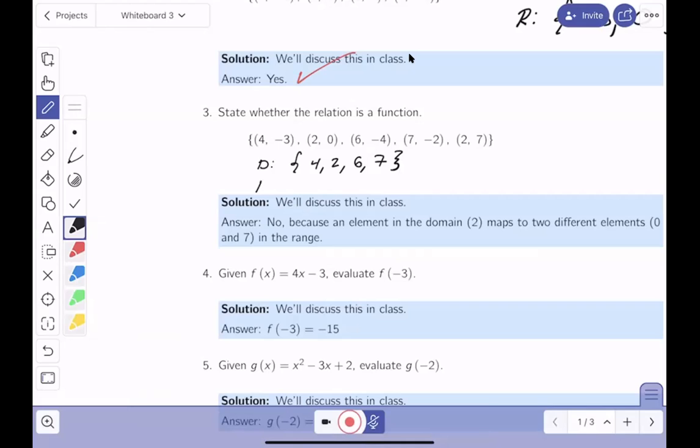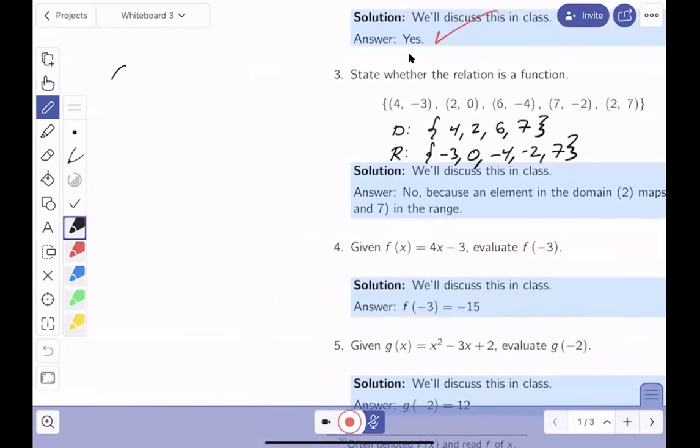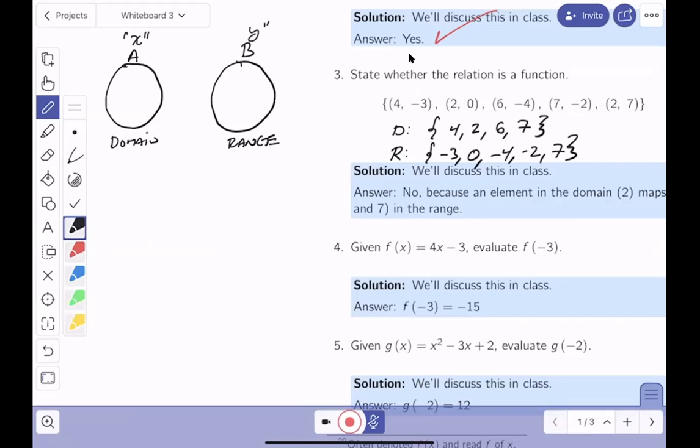You put the range down. And what's the range going to be? -3, 0, -4, -2, and 7. And I think I'm going to put a bubble diagram down, right? Put this over here. This is going to be the set A. This is set B. This is domain. And this is the range. This is also the X values in these particular examples and the Y values in these particular examples.